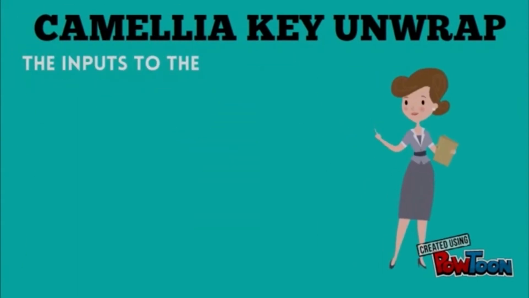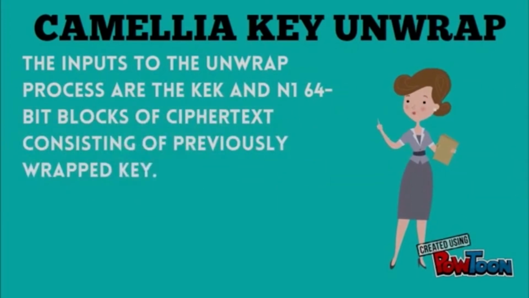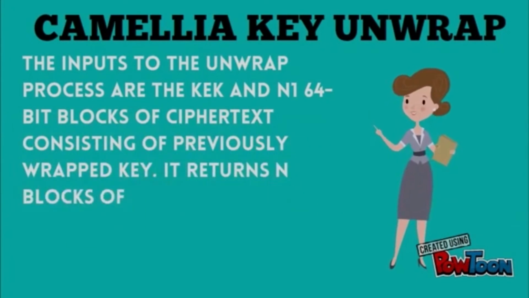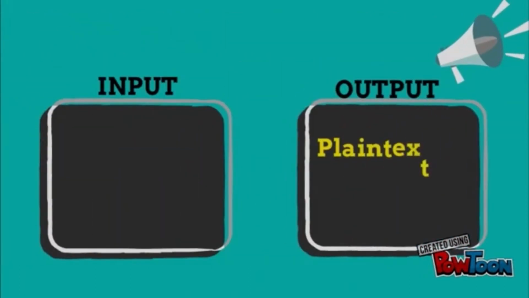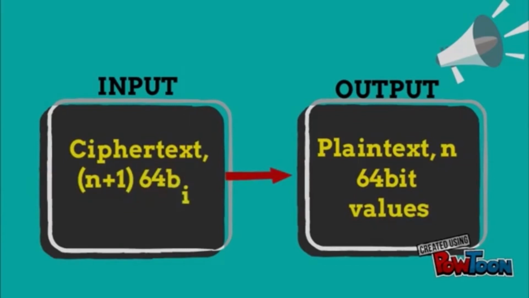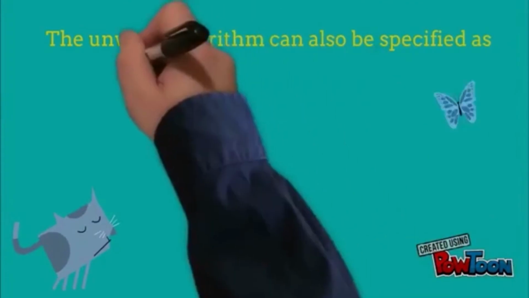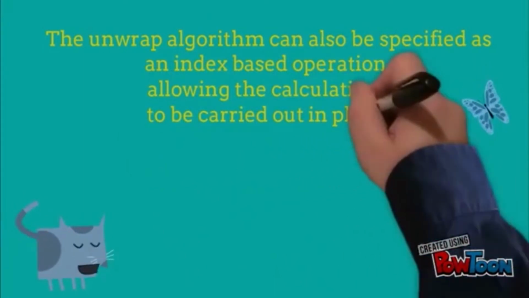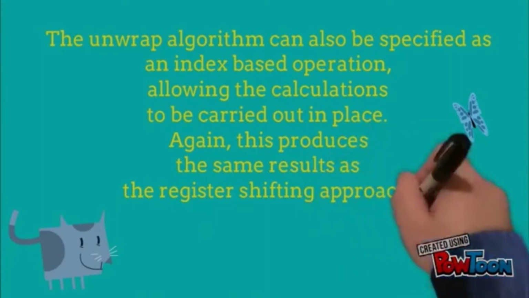For Camellia key unwrap, the inputs to the unwrap process are the KEK and n+1 64-bit blocks of ciphertext consisting of a previously wrapped key. It returns n blocks of plaintext consisting of the n 64-bit blocks of the decrypted key data. The unwrap algorithm can also be specified as an index-based operation, allowing the calculation to be carried out in place. Again, this produces the same result as the register shifting approach.